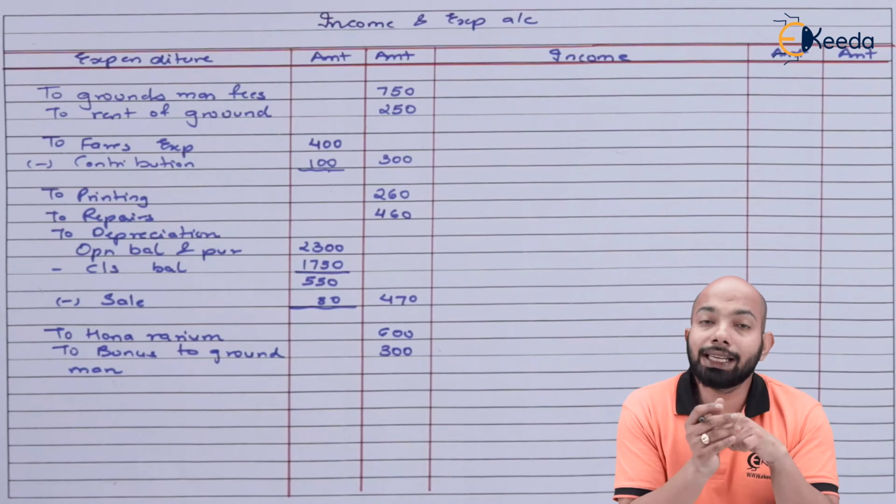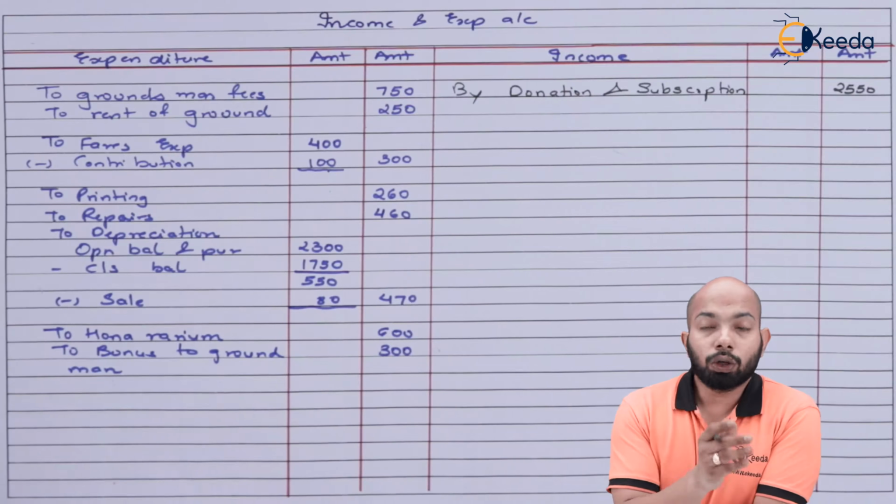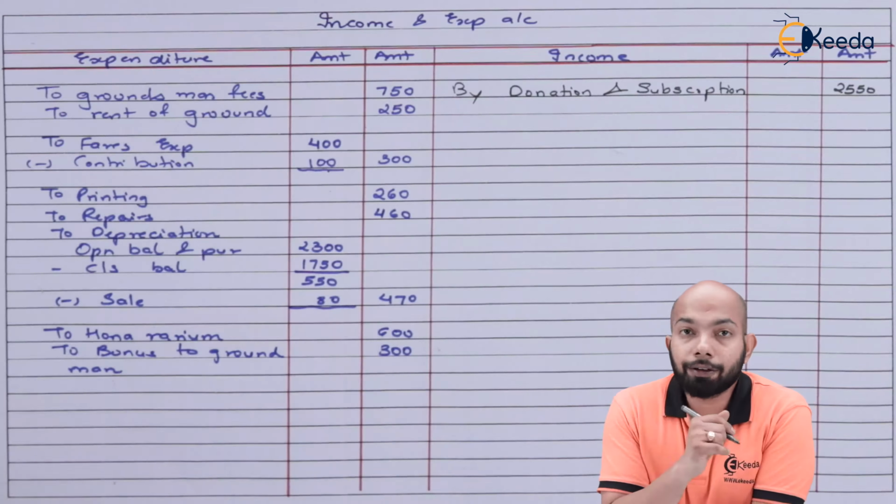Now we have completed all the expenses side. Let's move on to the income side and record all the incomes. So on the credit side, the first income we have is donation and subscription. The net amount is 2550.